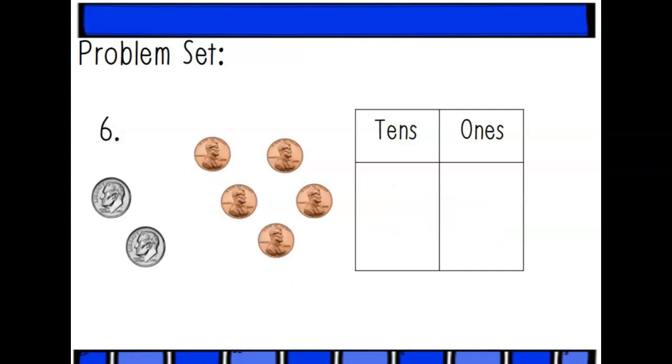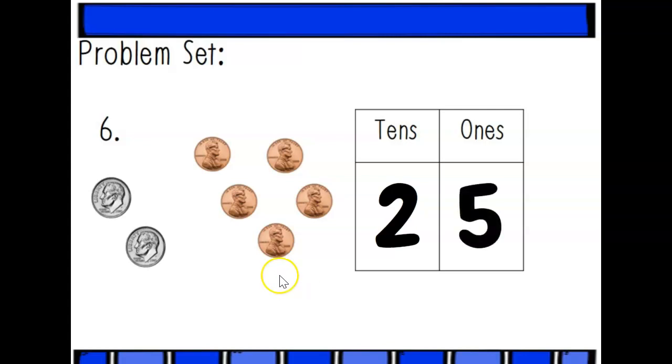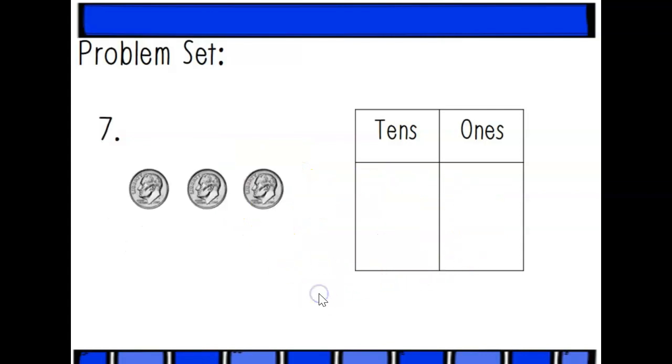All right? How many dimes or how many tens do you see here? Did you say 2? Wow, that is awesome. So we have 2 tens, and how many pennies? Did you say 5? You are correct. 2 dimes is 10, 20, 2 tens, and 1, 2, 3, 4, 5 ones are 5 pennies, 25 cents.